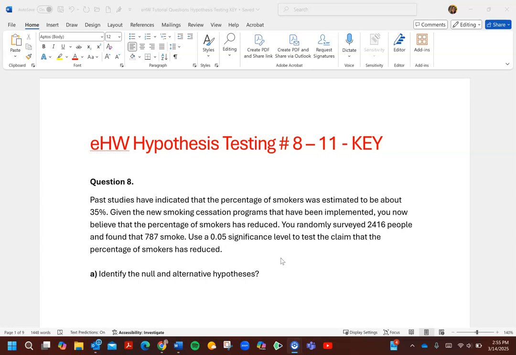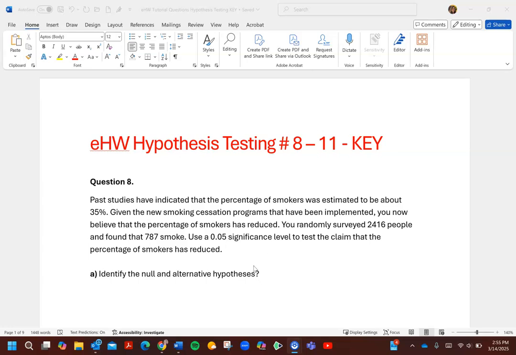You randomly surveyed 2,416 people and found that 787 smoke. Use a 0.05 significance level to test the claim that the percentage of smokers has reduced.